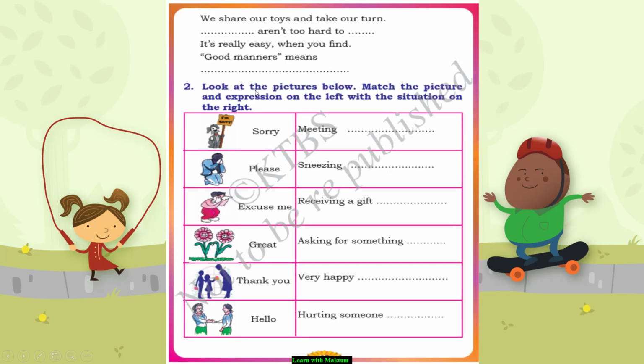Second one. Look at the pictures below. Match the picture and expression on the left with the situation on the right. Sorry. When we say sorry, it is when we hurt someone. So the answer for this is hurting someone. Next, please. When we say please, it is when you want something or you are asking for something. So asking for something.